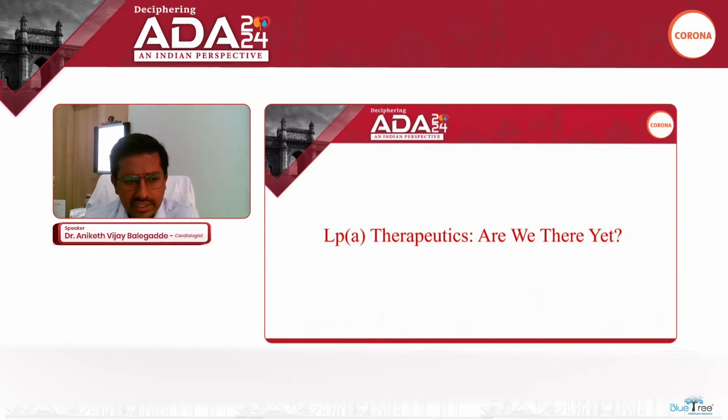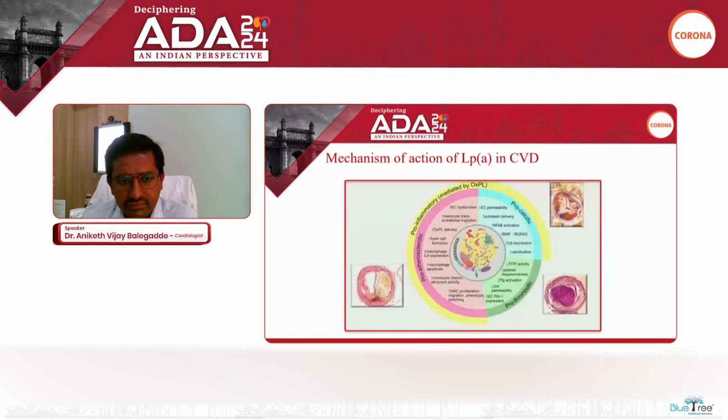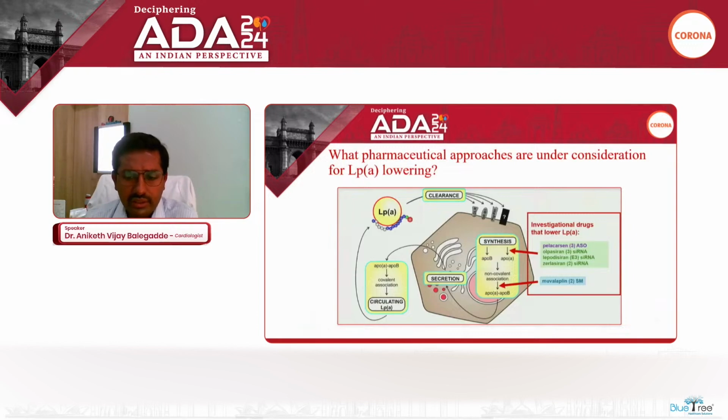So lipoprotein little a, as we all know, the higher the level, more association with higher ASCVD risk. So a lot of data is available on lipoprotein little a and association with atherosclerotic cardiovascular disease. A lot of data is also available that reducing lipoprotein little a also reduces the ASCVD risk. So a lot of investigational drugs are going on now to reduce the lipoprotein little a levels. So pelacarsen, olpasiran, and many other molecules are all still in the investigational stage.